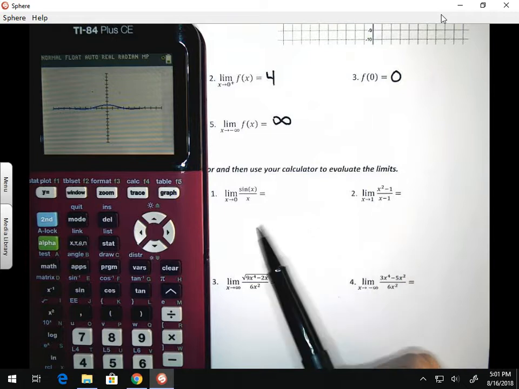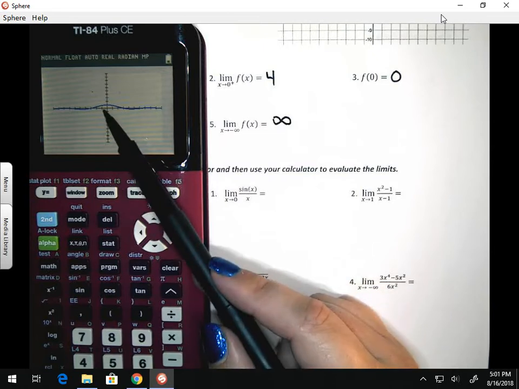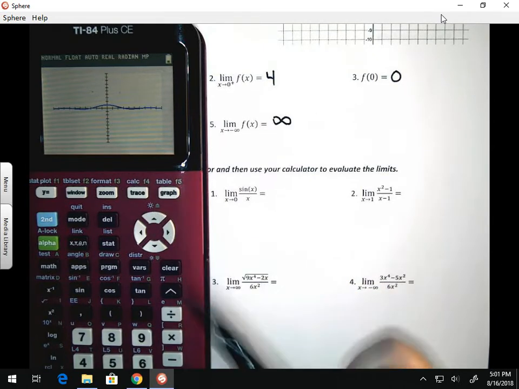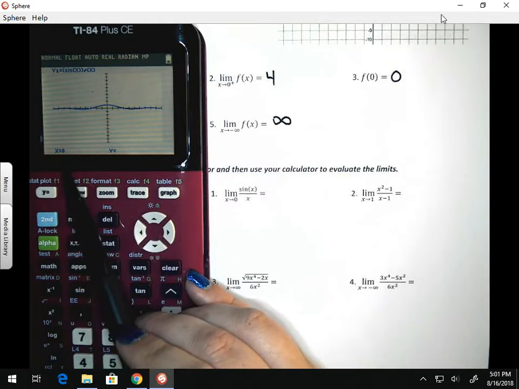So I usually like to go to the table instead. So I'm going to show you both. But there's our graph, and if we look at it, it does kind of look like it's approaching a value here. If we hit the trace, then we can see that it says x equals 0, and it says y is nothing.